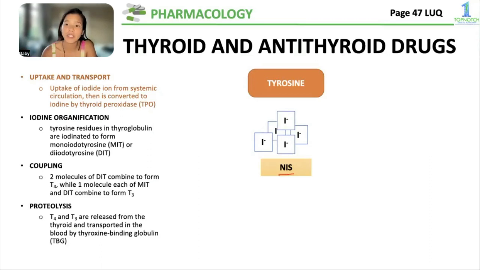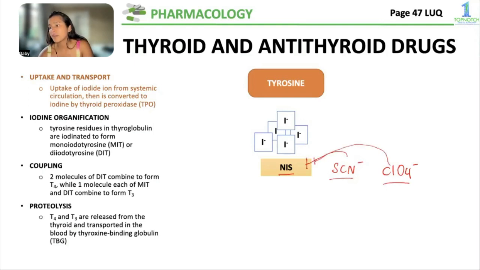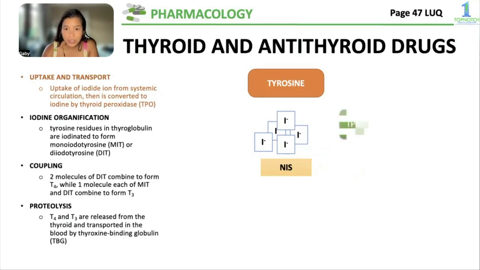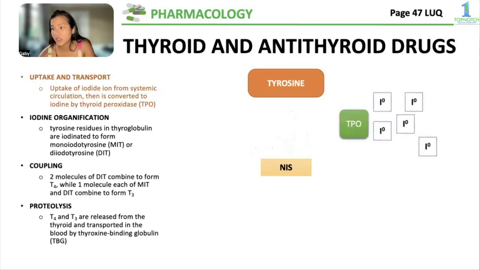Okay, so it enters the thyroid gland. Now, this step, the uptake of the iodide ion into the thyroid gland, is inhibited by certain ions called your thiocyanate and your perchlorate ions. Kasi negatively charged din ang iodide ion, negatively charged si thiocyanate and si perchlorate, they can inhibit the uptake of iodide into the thyroid gland. So these iodide ions are then activated into iodine by your thyroid peroxidase. So nagiging neutral yung kanyang charge. Okay? So TPO, thyroid peroxidase.